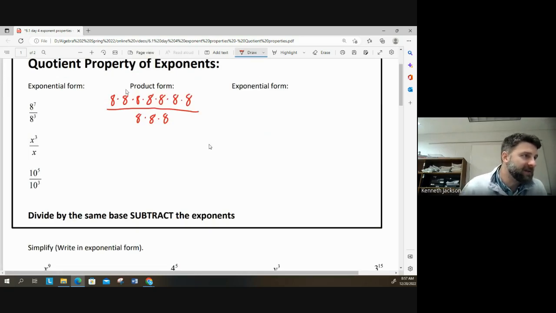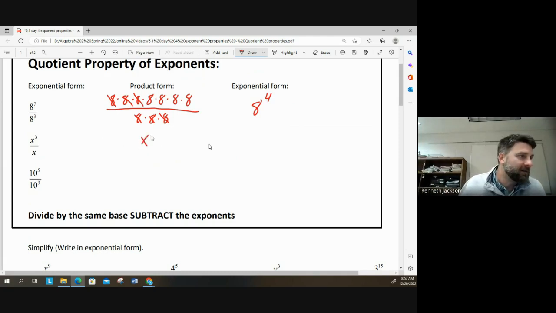So what I have is 8 divided by 8 is 1, 8 divided by 8 is 1, 8 divided by 8 is 1. So what I have left is 8 to the 4th, because the other 8s are equal to 1.